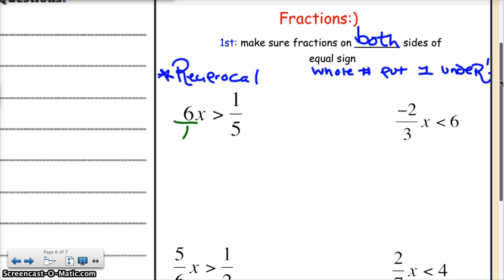So I'm putting a 1 under the 6. Now I'm going to multiply through by the reciprocal so I can get rid of it. Times 1 over 6. Okay. Times through by 1 over 6. It all cancels out. You get x is bigger than top times top over bottom times bottom. X is bigger than 1 over 30.